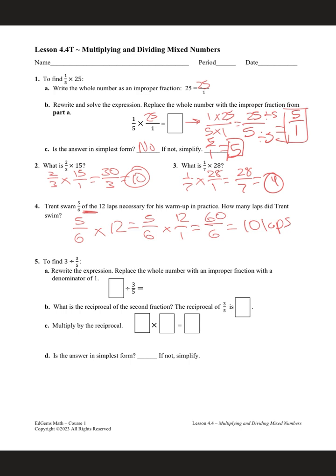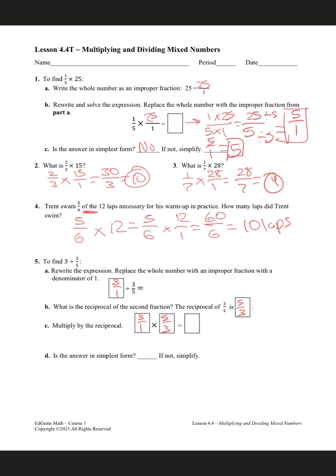Okay, on to number 5. So on number 5, it says to find 3 divided by 3/5. A, rewrite the expression, replace the whole number with an improper fraction, with a denominator of 1. So that's going to be 3 over 1. And then it says, what is the reciprocal of the second fraction? The reciprocal of the second fraction, 3/5, all you have to do is flip it. So 5/3. And then it says multiply by the reciprocal. So we're going to take the first fraction, 3 over 1, and multiply it by the reciprocal of 3/5, which is 5/3.